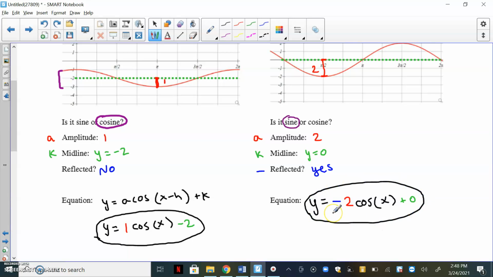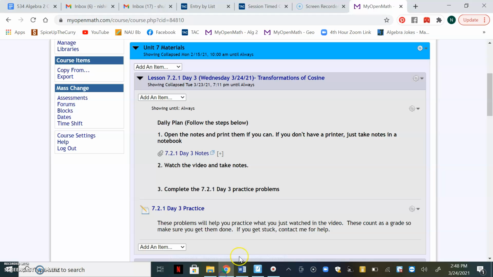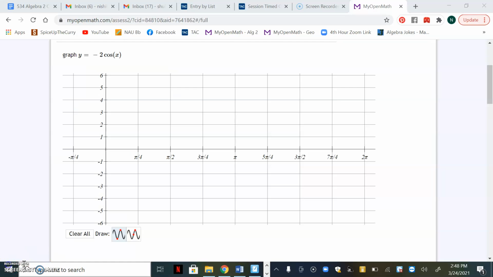All right, so real quick, before I run out of recording time, I want to show you guys something. On my open math, you just have to be very careful. If I'm graphing my parent function on here, you just want to make sure that your second point that you pick is the peak. So you have to put your second point right here at pi. You don't plot the one at pi over 2.